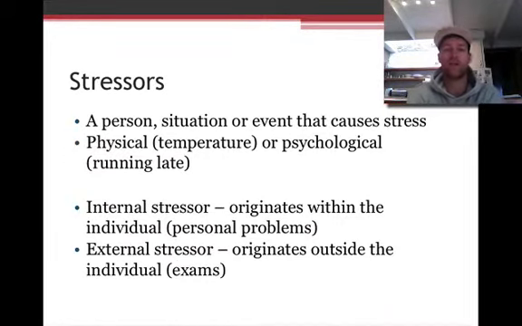So what is a stressor? Well, it's a person, situation, or event that causes stress, simply enough. There can be physical stresses, such as the temperature or your temperature. And there can also be psychological stresses like running late or an upcoming exam. There are internal stresses that come from inside the individual, like your personal problems, issues you're dealing with. Then there are external stresses, once again, like those exams that are coming up that you should be studying for.